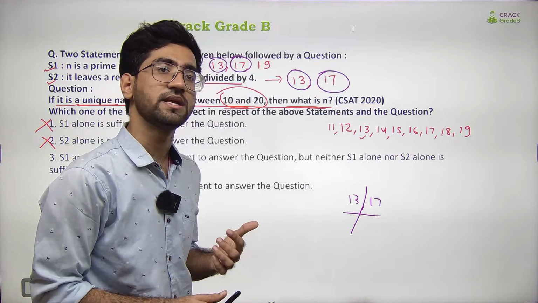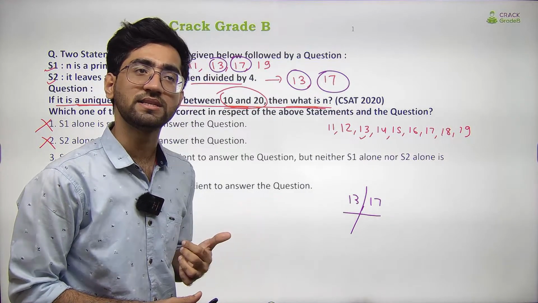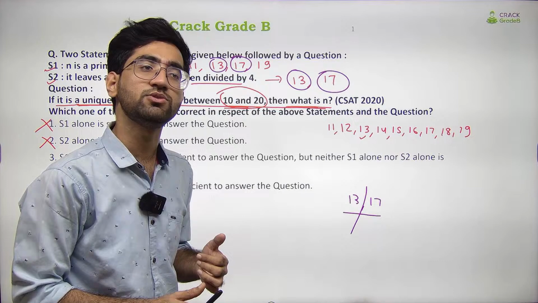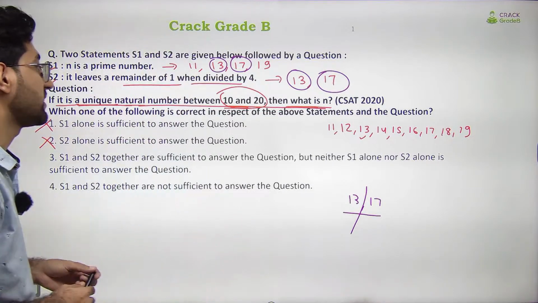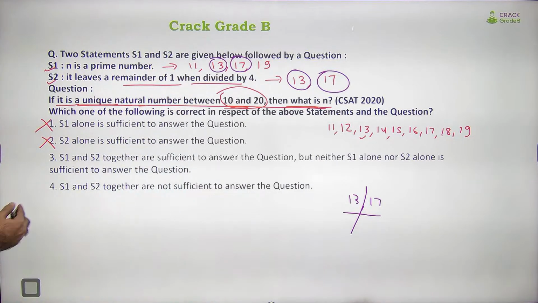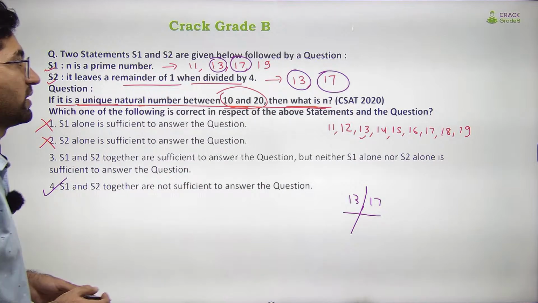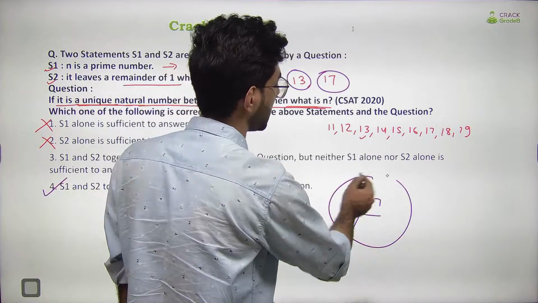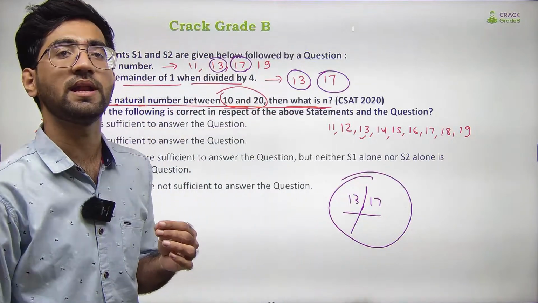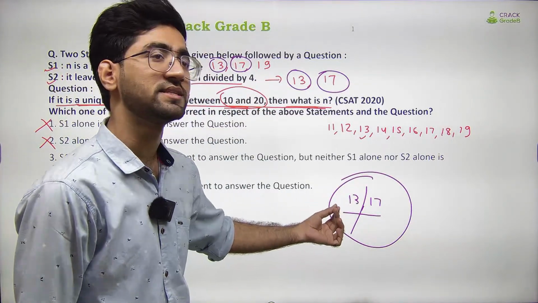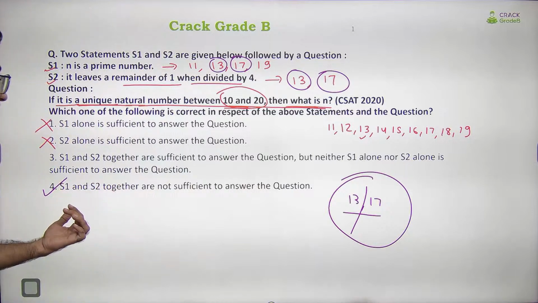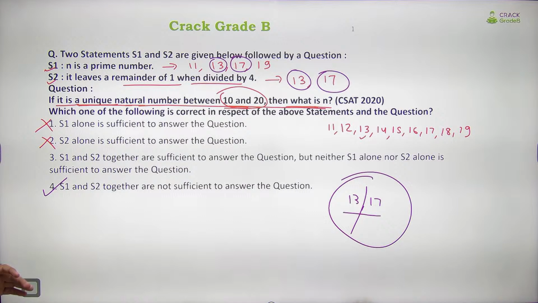What does it mean? It means that you can't answer this question even by using both statements. So what is the correct answer? The correct answer is S1 and S2 together are not sufficient to answer the question. Why? Because we are unable to fix one value for n. So the correct answer is option 4.